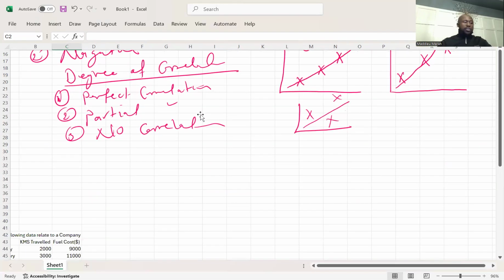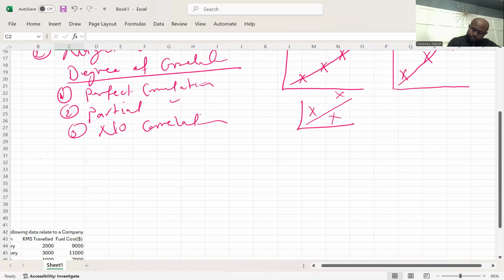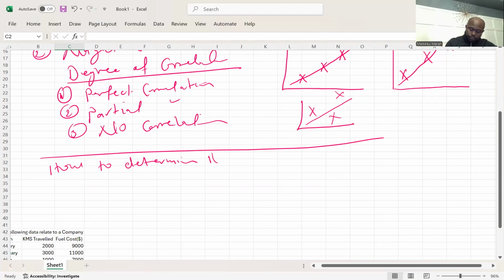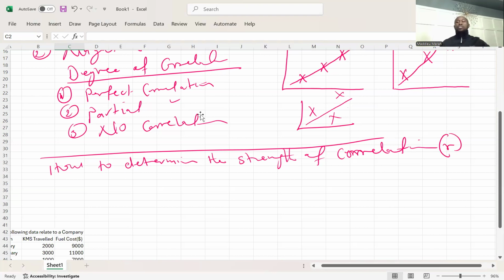I have a question here. How to determine the strength of correlation, which we can call R. So basically, we are looking for R. We're making R the subject of the formula. There is a formula on how to calculate the strength of the relation, which is the R. Okay, so we call this R in mathematics the coefficient.